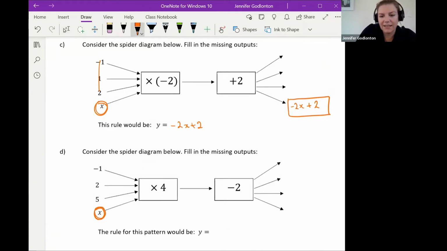Okay. So again, I want you to be able to tell me this rule. If my input is x, what would my output be if it's y? 4x minus 2. Great, guys. You're all saying it beautifully. My y would be 4x minus 2.